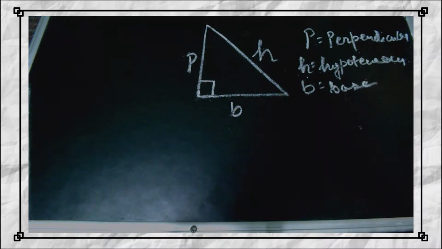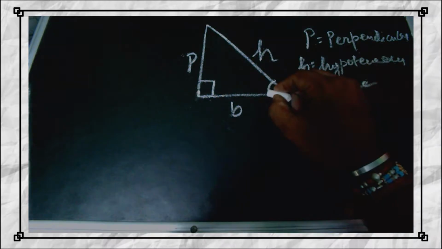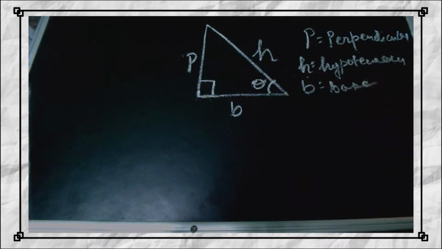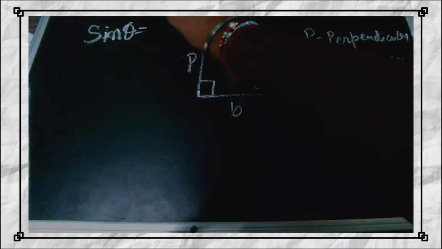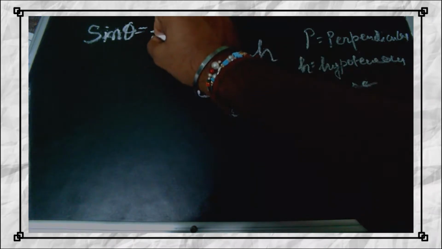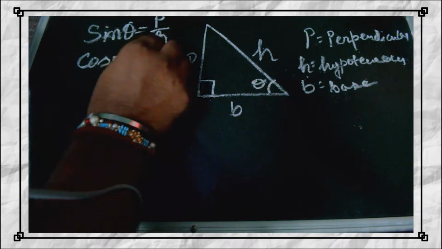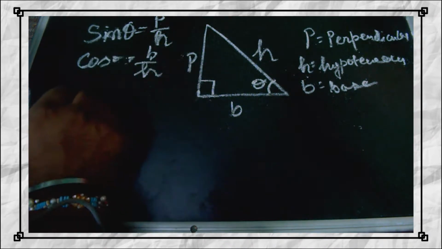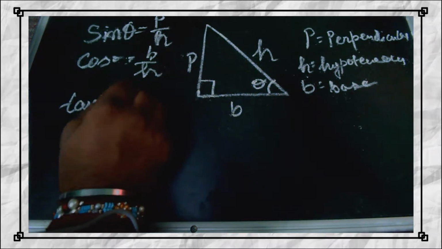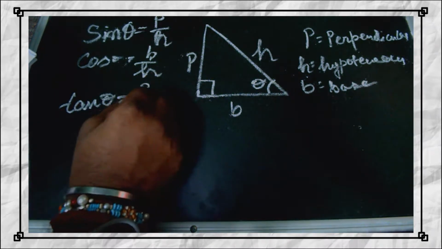So there are 6 trigonometric ratios. These are namely sin theta, cos theta, tan theta, cosec theta, sec theta and cot theta. We name this angle as theta. Now let's see what these trigonometric ratios denote. First of all, sin theta. Sin theta denotes the ratio of perpendicular by hypotenuse. Cos theta denotes the ratio of base by hypotenuse. And tan theta denotes the ratio of perpendicular by base.